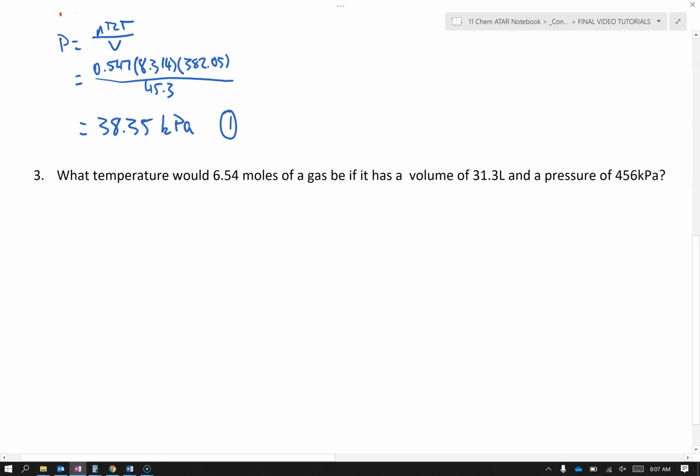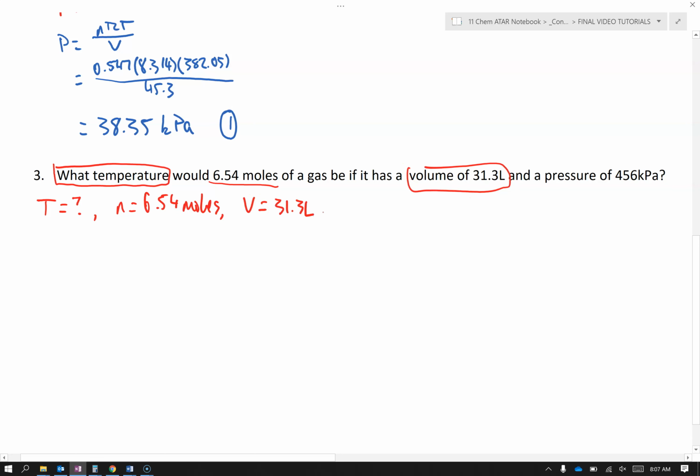Okay, question 3 then. What temperature would 6.54 moles of a gas be if it has a volume of 31.3 litres and a pressure of 456 kPa? Well, first of all, it tells us here what temperature. So what are we looking for? We're looking for temperature. It tells us our number of moles, N equals 6.54 moles. It tells us volume, V equals 31.3 litres, and we have a pressure, very high pressure in this circumstance, of 456 kPa.